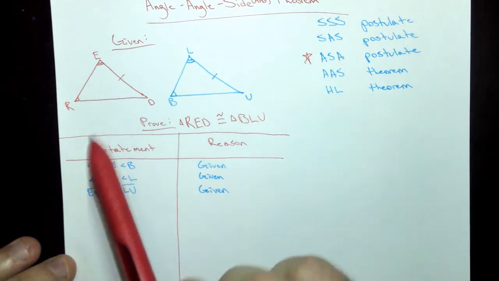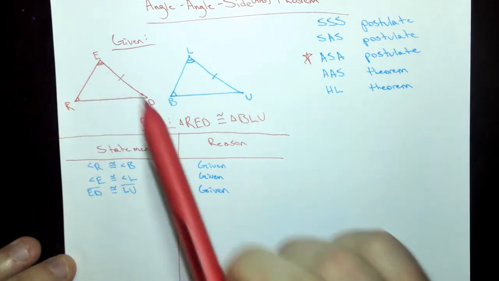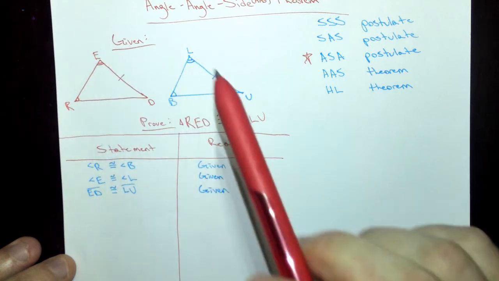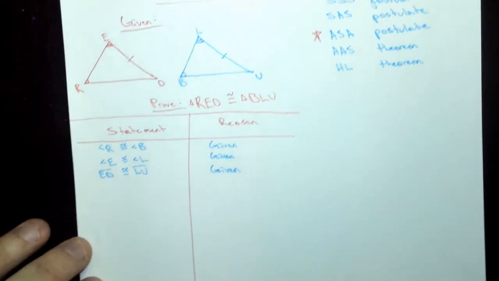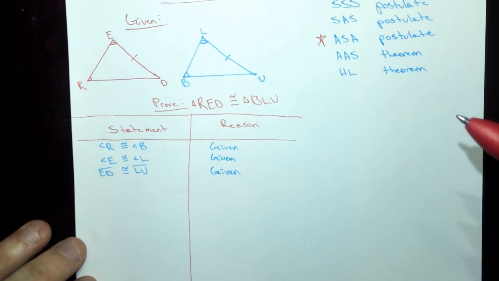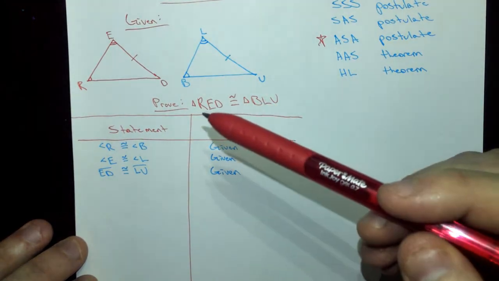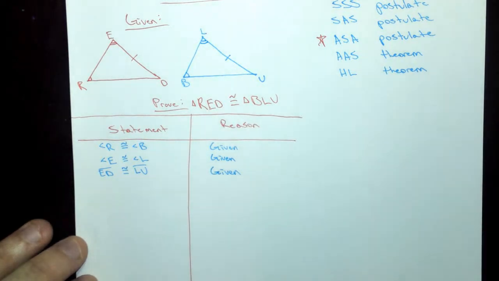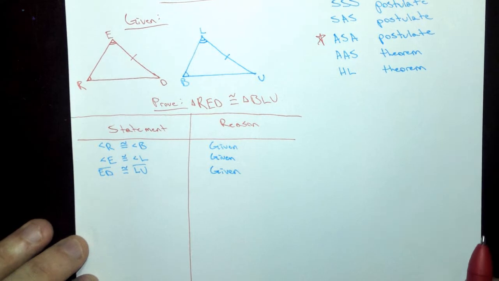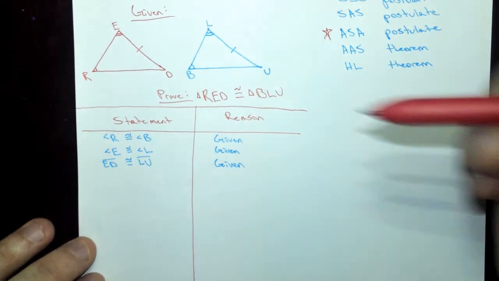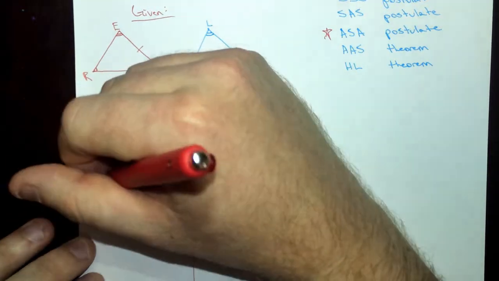We're given that we have these 2 triangles, triangle RED and triangle BLU, and we have some congruency markings here. So we always want to start each proof by restating the given information, and then we're going to go through and prove that these 2 triangles are congruent. This is going to be a longer proof than some of the other ones I've done, because of a lot of the technical steps.